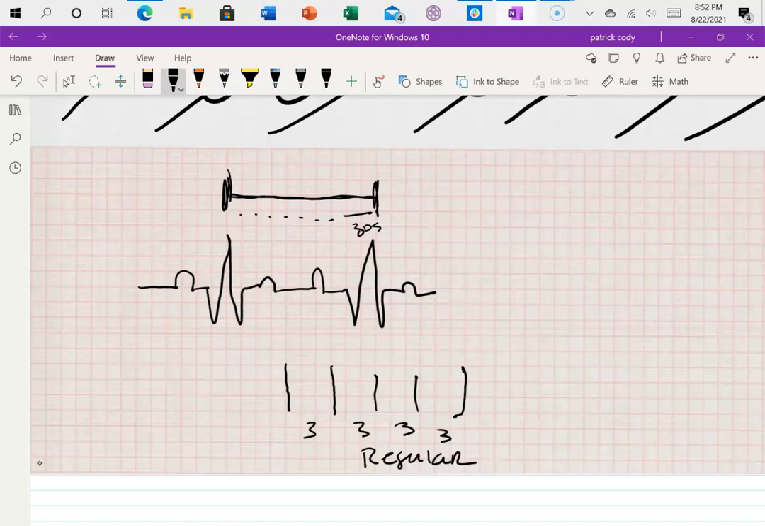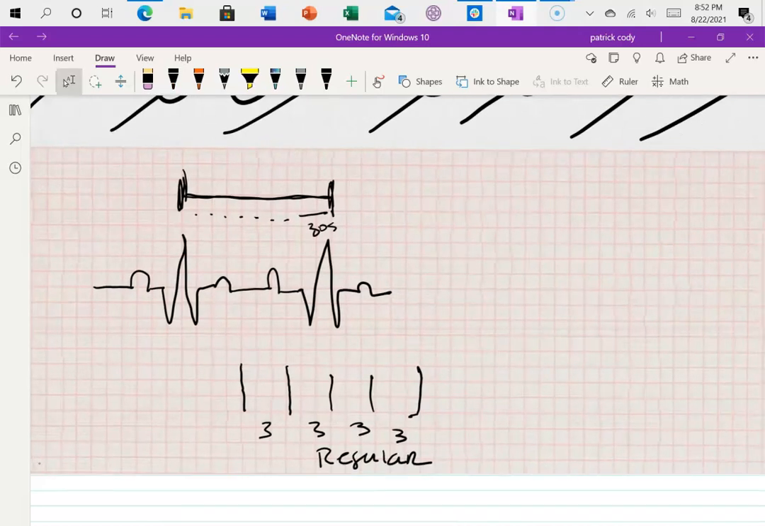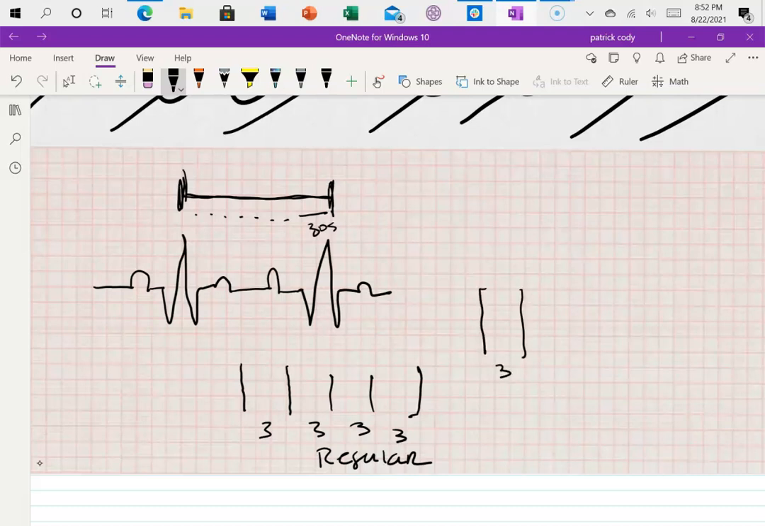If, however, we didn't have a pattern, we would consider that to be irregular. So let's say, for example, I've got a QRS complex here and one 3 boxes away, and then the next one's 2 boxes away, and then maybe the next one is 4 boxes away. Well, this is irregular. Okay, sometimes these rhythms will be grossly irregular, meaning there's no regularity to them at all, or sometimes they'll just be a little bit irregular.